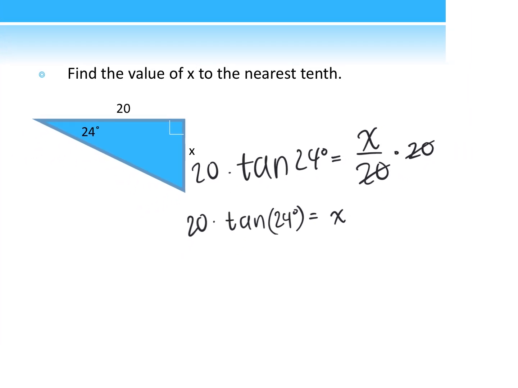You got 8.9? I believe that's correct. Let me just verify that. Tangent of 24 times 20.